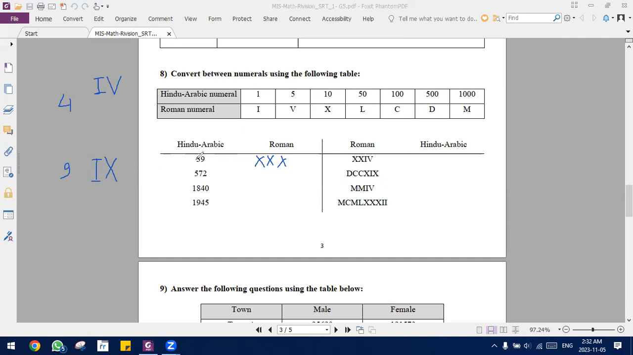So now to make 30, we did 30, now we need 9. So we put IX, which is 9. So this is 39.